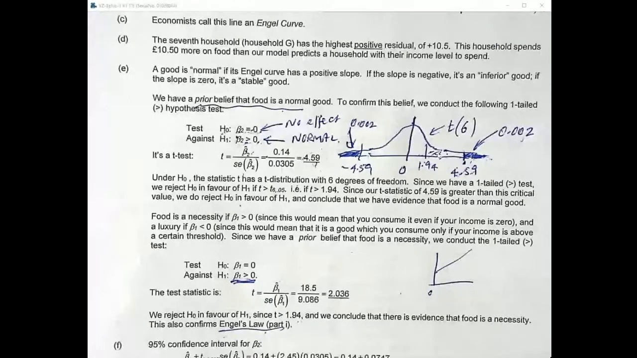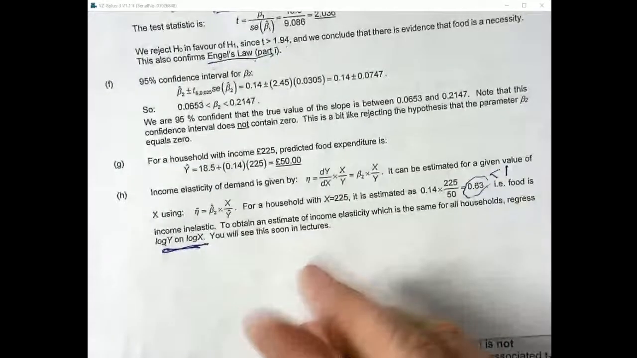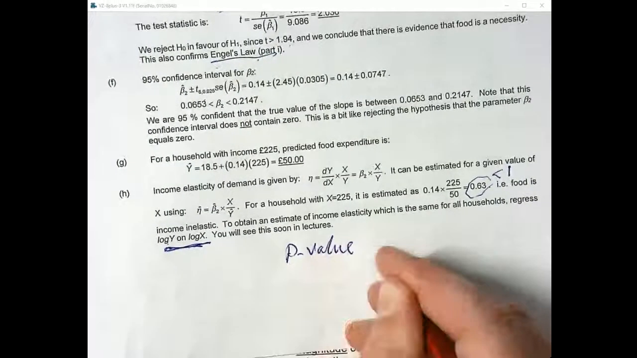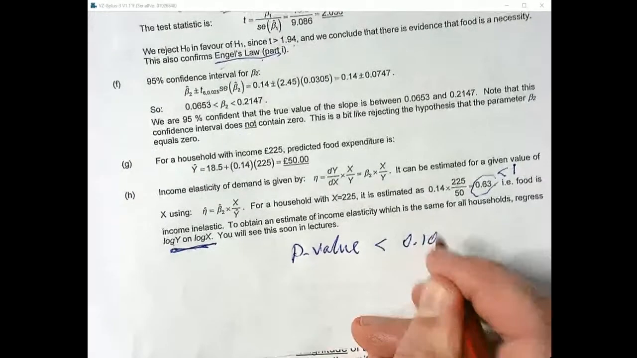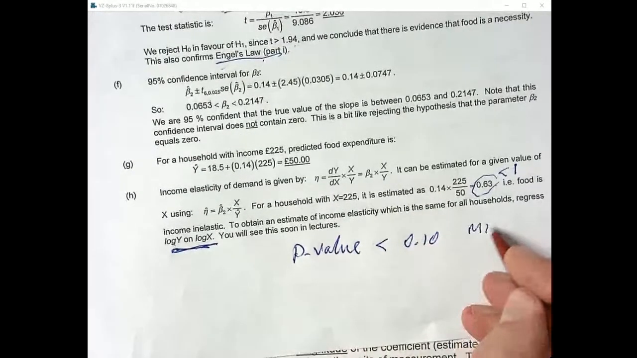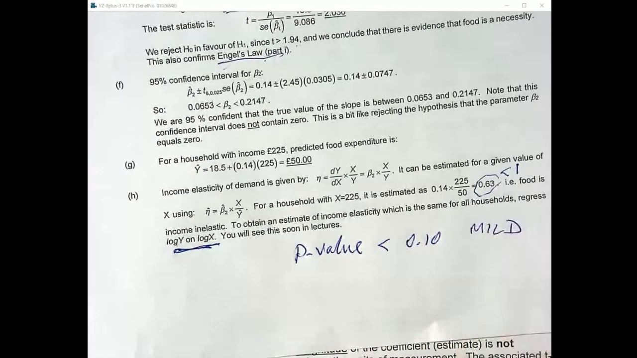0.10, then it's mild evidence. Less than 0.05 evidence, less than 0.01 strong evidence. Okay, remember these are important P-values. If the p-value is less than 0.10, that's 10%, that's mild evidence. You reject, you've got mild evidence against the null in favor of the alternative.